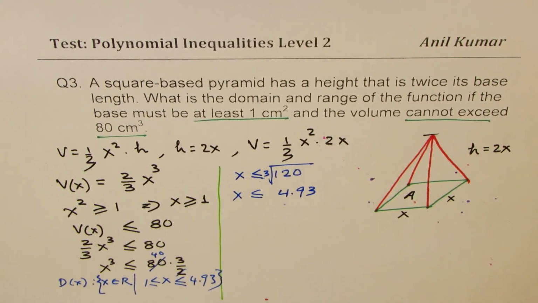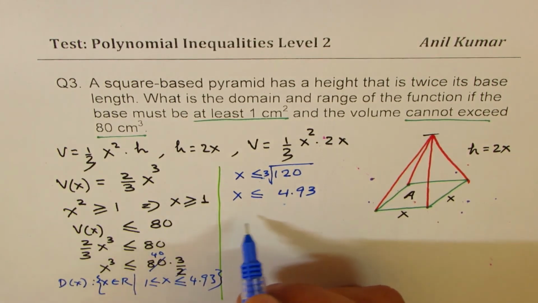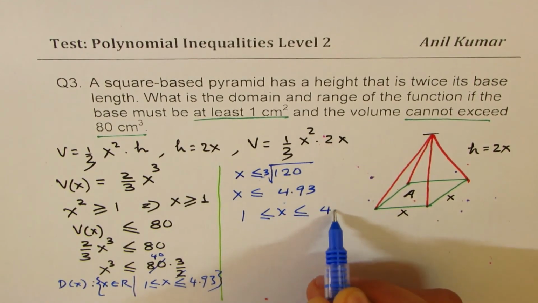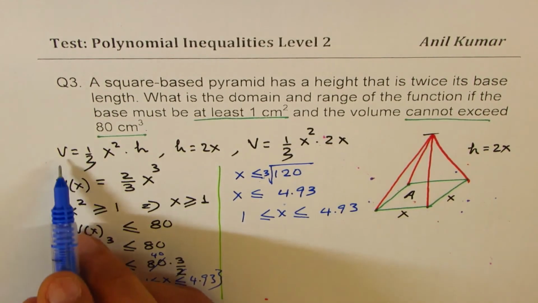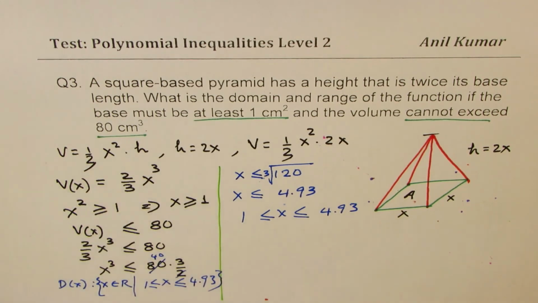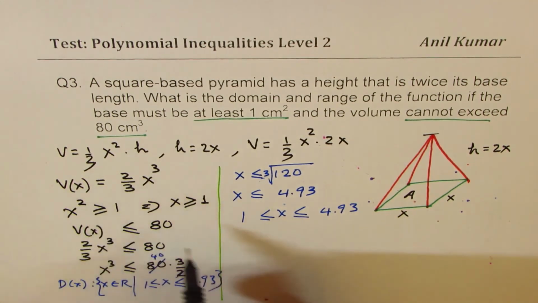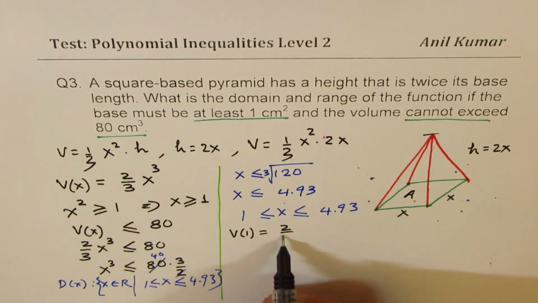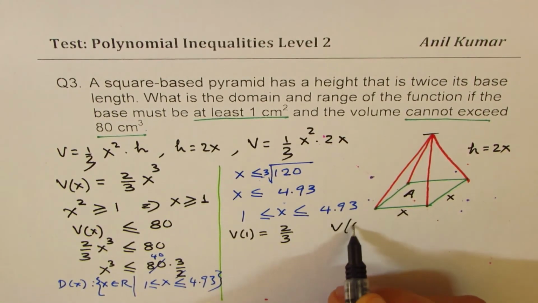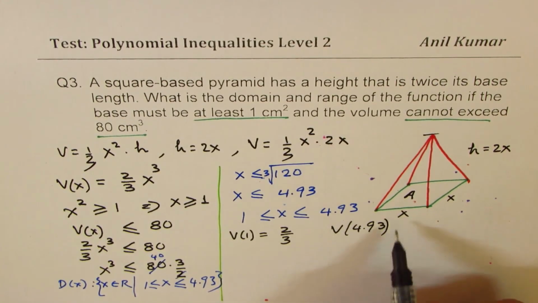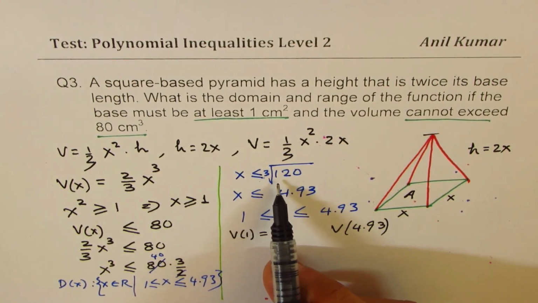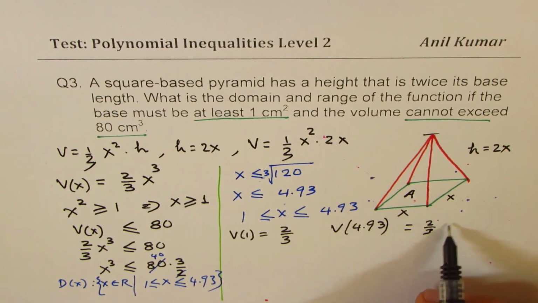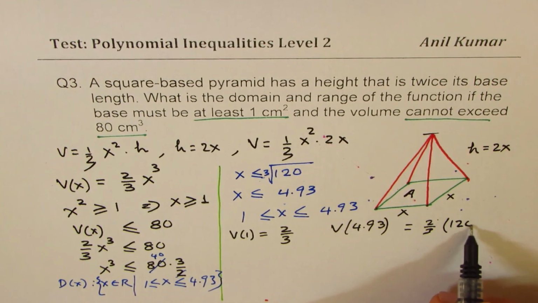Now let's talk about range. Basically we have x values between these two limits, 1 and 4.93. So what is the volume for these limits? That's what you need to figure out. Let's find the volume for 1. The volume for 1 is 2 by 3. And let's find the volume for 4.93, rather the cube root of 120. For this, it is 2 over 3 times 120.